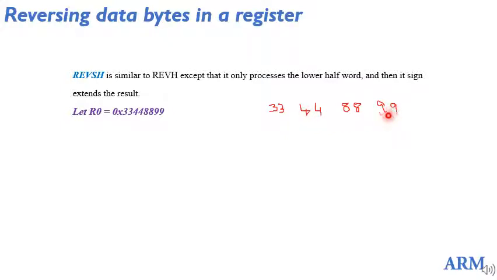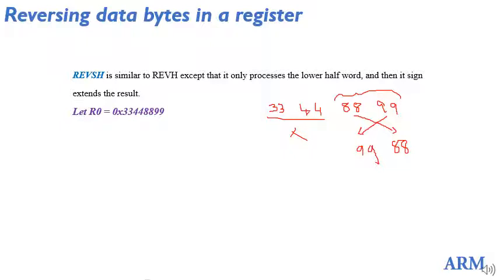As per REVH, it is going to exchange the bytes in the lower half word. So this is your lower half word. Now these two bytes are going to be exchanged. So the least significant byte will be 88 and the most significant byte will be 99. It is not going to do anything with these bytes in the upper half word.